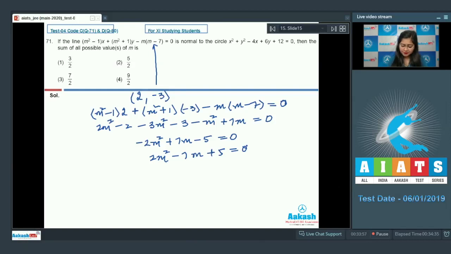So we can say that one of the possible values is 1. So it can be written as (m − 1)(2m − 5) equal to 0. Hence, the possible values of m are 1 and 5/2. So the sum of all possible values of m is 1 plus 5/2, that is 7/2. So the correct answer will be option number 3.